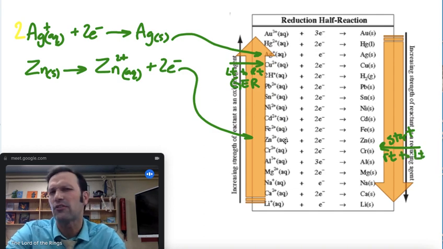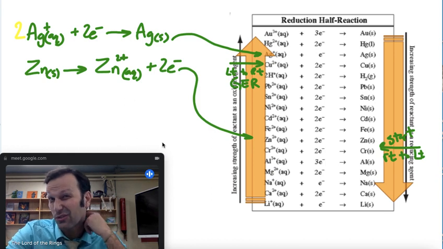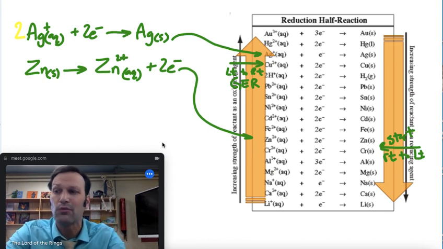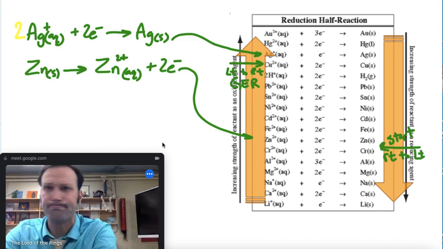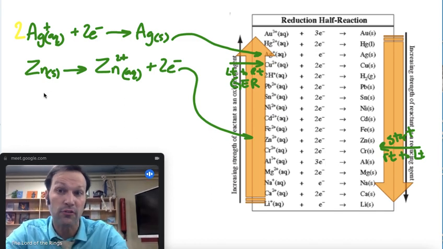But notice I have to start on this other side. Now, this is the tricksy part that I find my students struggle with. I really do. That's why I'm going to take another drink. Anyways, zinc starts as an element.